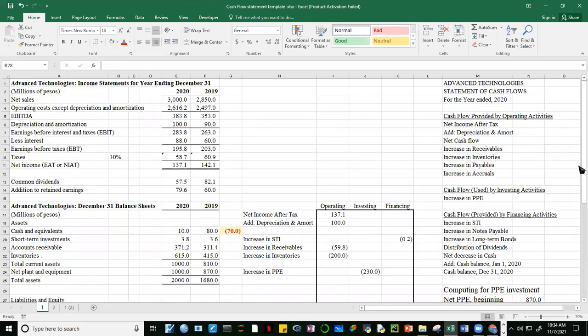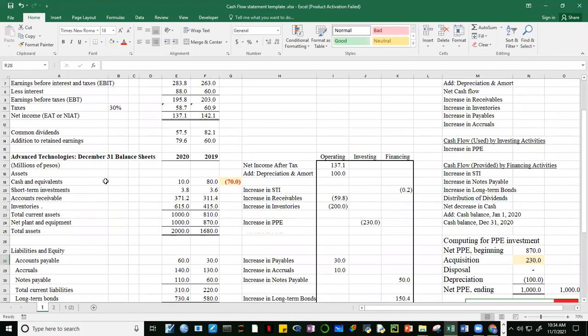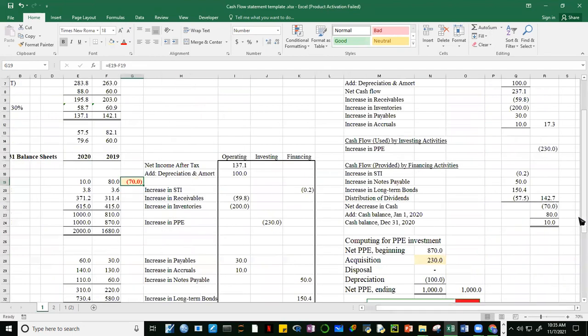So let me quickly summarize again, guys. Here, we're investigating the increase or decrease in cash. At the beginning of the year, cash had a balance of 80 million. At the end of the year, it became 10 million. So there was a net decrease in cash of 70 million. So we'd like to investigate this. This is what should appear here, okay, in our net increase or decrease in cash.